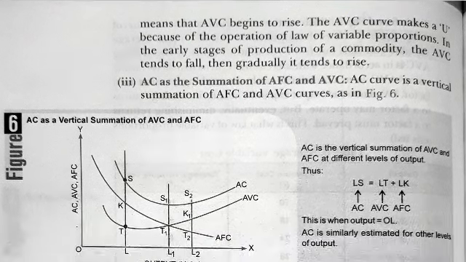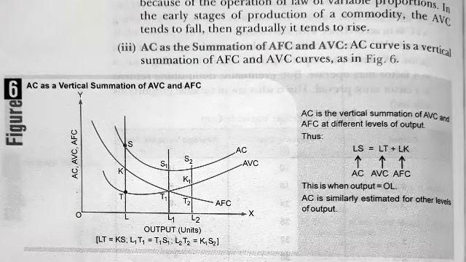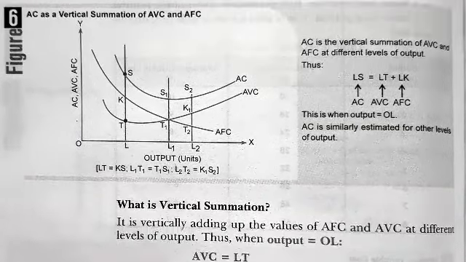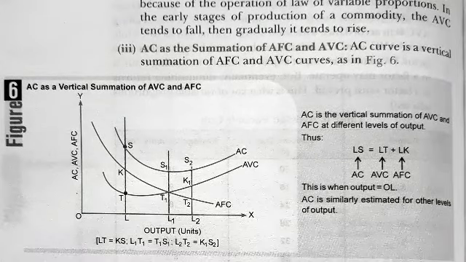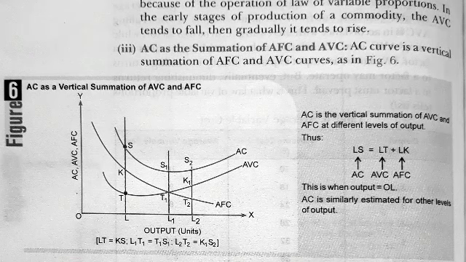Average cost is the summation of average fixed cost and average variable cost. Average cost is a vertical summation. Average cost जो है, total average cost is the vertical summation of average fixed cost plus average variable cost. आप यहाँ पर ये देख सकते हैं डायग्राम में, यहाँ पर आप देखिए, in this diagram, figure 6, on the x-axis we are showing units of output, and on the y-axis we are showing average cost, average variable cost, and average fixed cost.